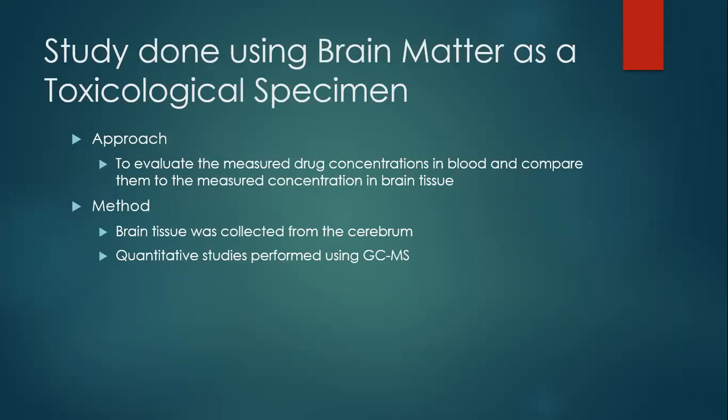So in a study done by J.B. Dietrich, they analyzed how the blood-brain barrier can be altered by drugs of abuse. They specifically looked at methamphetamine and cocaine, which I talked a little bit about earlier. The approach was to evaluate the measured drug concentrations in blood and compare that concentration to the concentration of the drug within the brain. The method of collection was to gather brain tissue from the cerebrum of decedents. The quantitative data was collected through the use of GCMS.